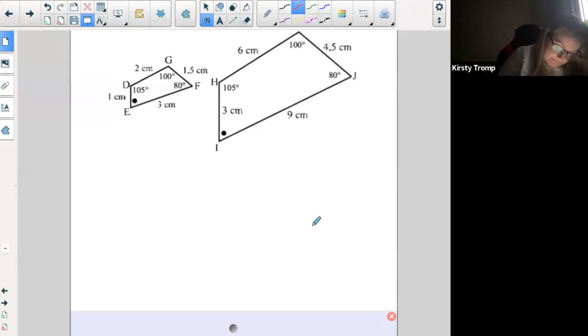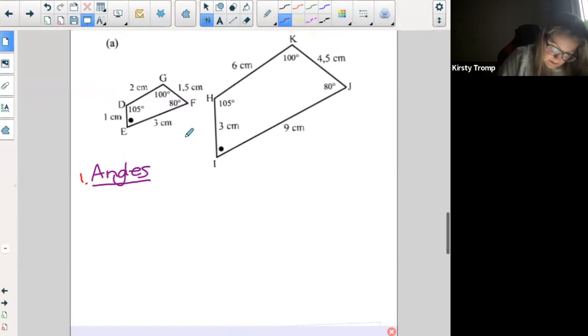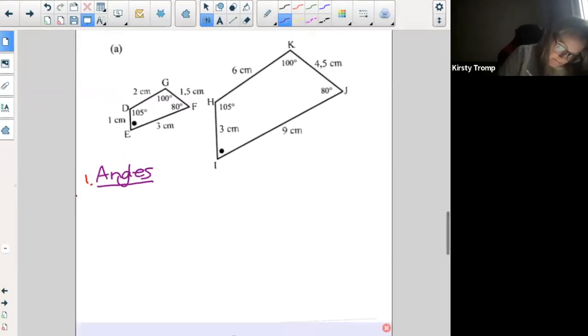So step one, we're going to look at the angles. In D, E, F, G, and H, I, J, K, number one.